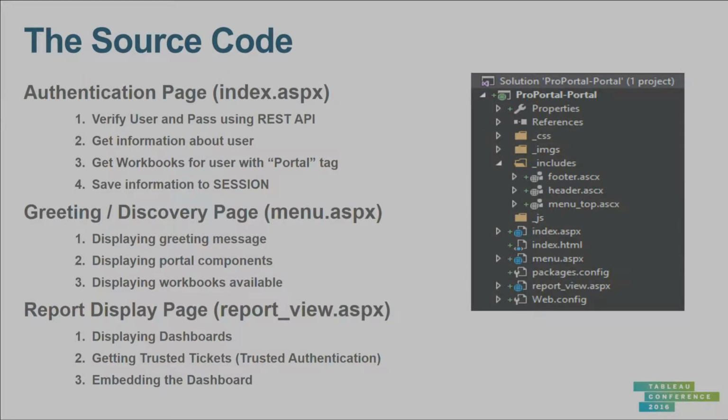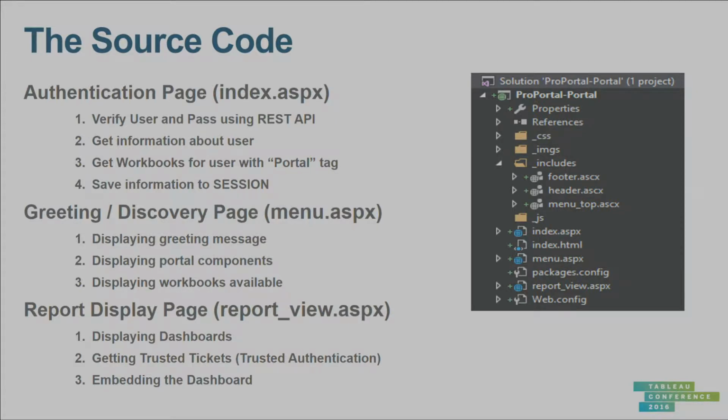So with that, we're going to get ready to jump into some source code here. The source code for this project is all available on GitHub, so you can download it, and we'll walk you through this whole thing and explain how it works. But it really breaks down into three main components. There's the authentication page, which is our index page, and it's doing the login, and also doing the big pull of information from Tableau Server.